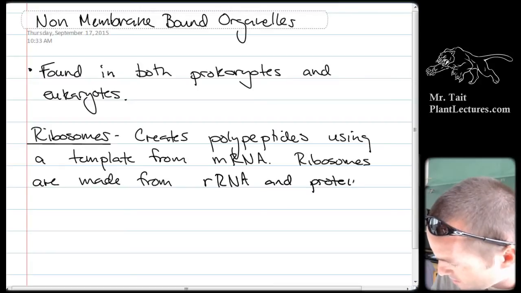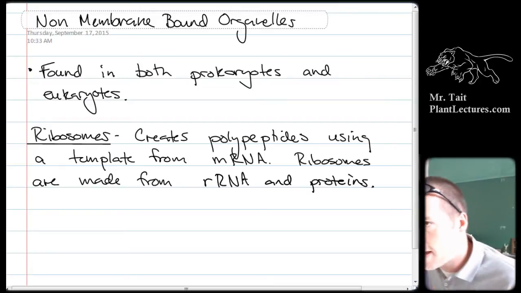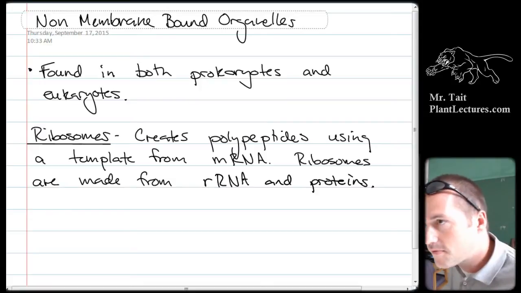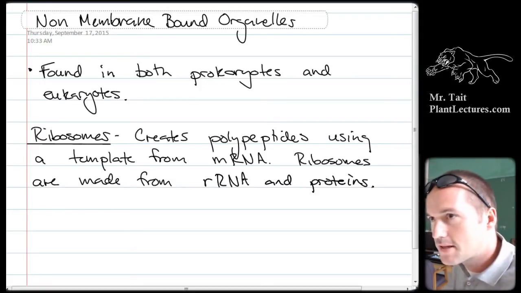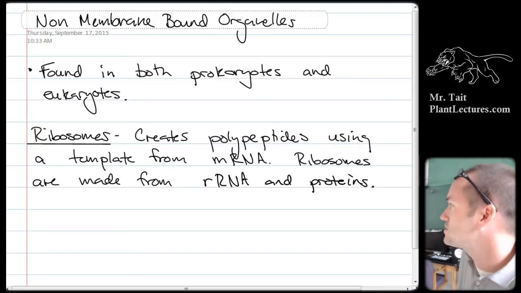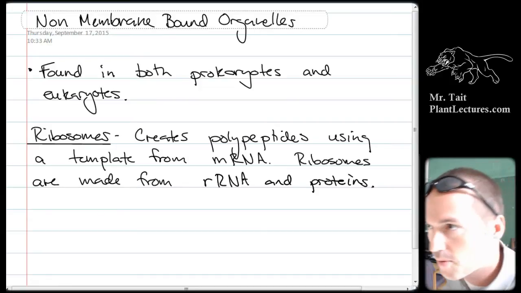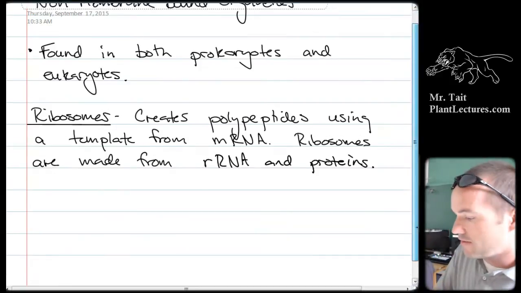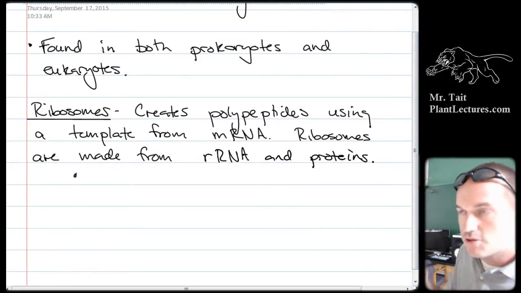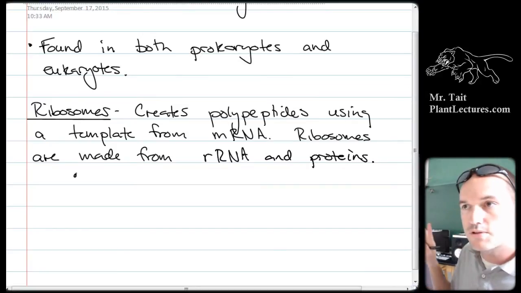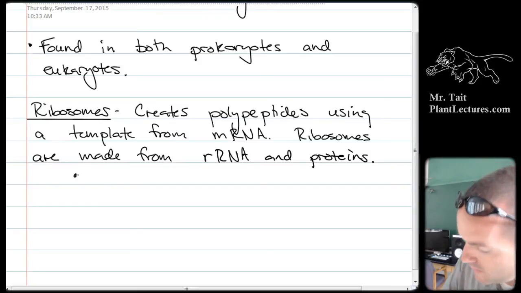Does anybody remember where the rRNA and protein that make up ribosomes are produced? Part of the nucleus? The nucleolus, yes, that's where those things are produced that make the ribosomes, and then they travel out through the nuclear pores and then float around in the cytoplasm. There are two parts to every ribosome: a large ribosomal subunit and a small ribosomal subunit.